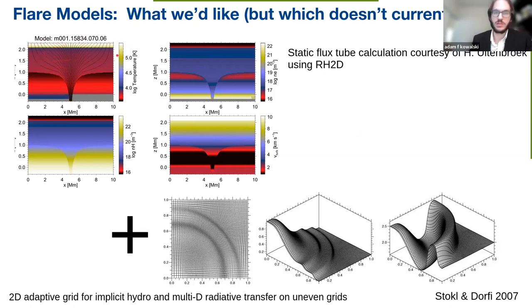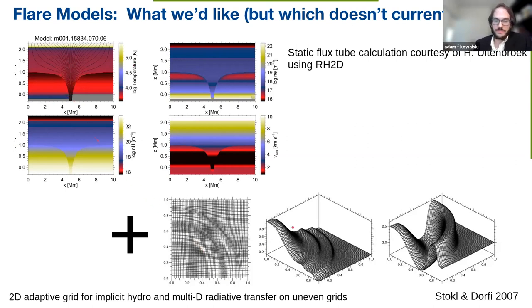This calculation is provided by Han Otbrick. And so we'd like a multidimensional model in space. This is a static model, and so we need to add in very extreme hydrodynamic processes, shock phenomena, and radiation transport on uneven grids. And so we need a lot of sophistication to this to model the explosion in the chromosphere.